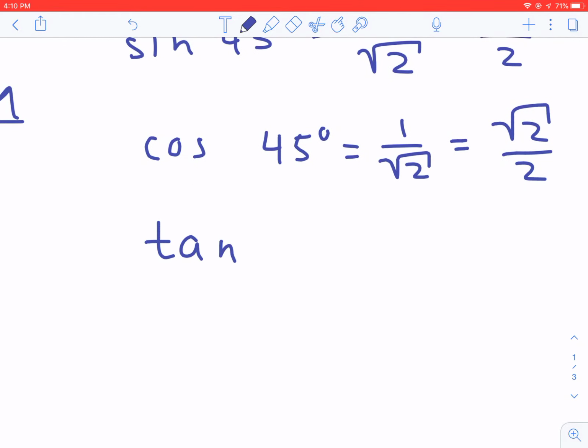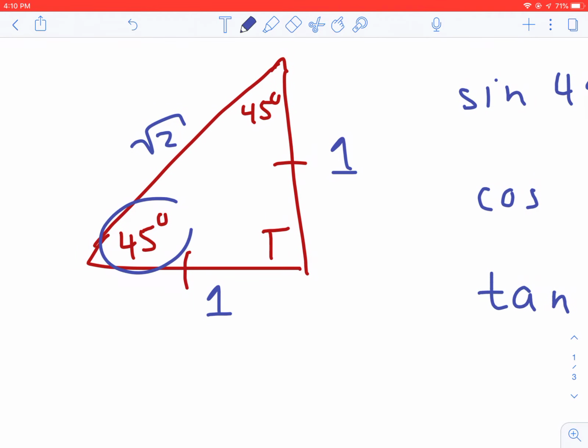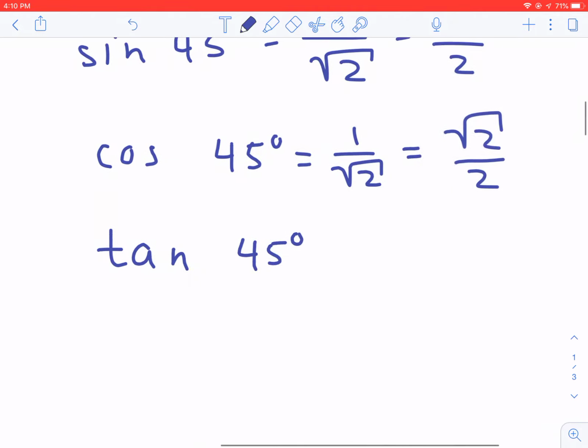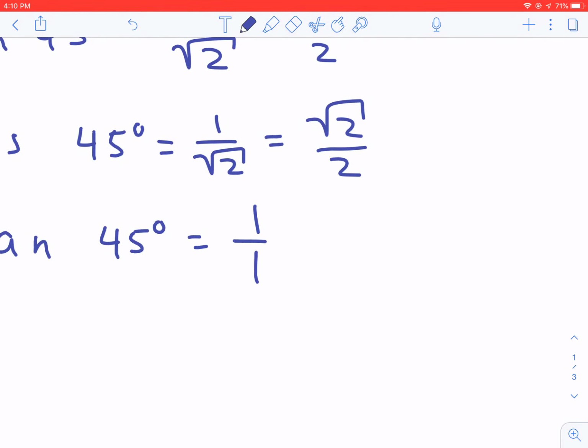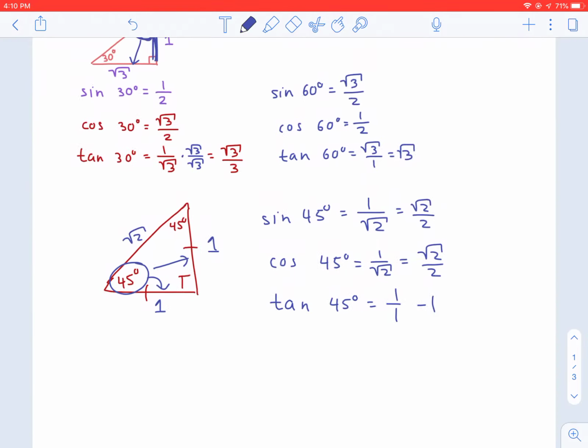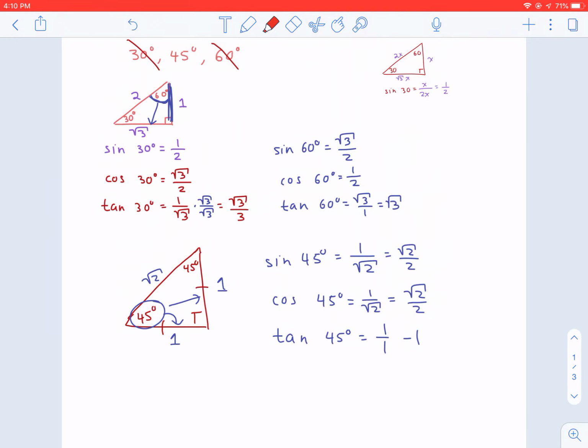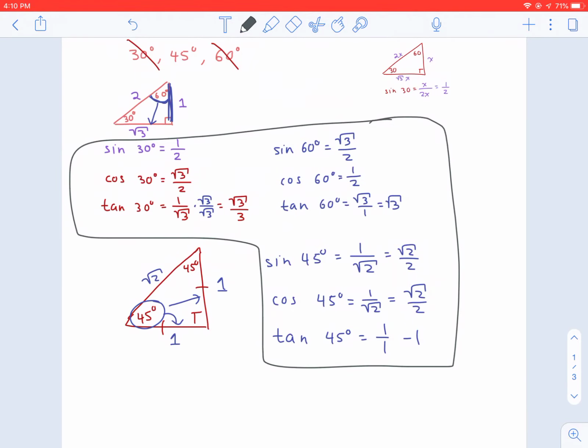And lastly, tan of 45 degrees. That's opposite over adjacent. Looking at this 45-degree angle, again, opposite is 1. Adjacent is 1. That's equal to 1 over 1, which is 1. Alrighty. So these are our special trig values, all of these guys. And they just come from our special right triangles.